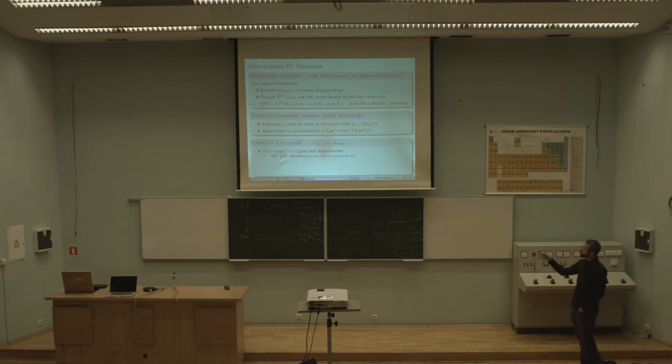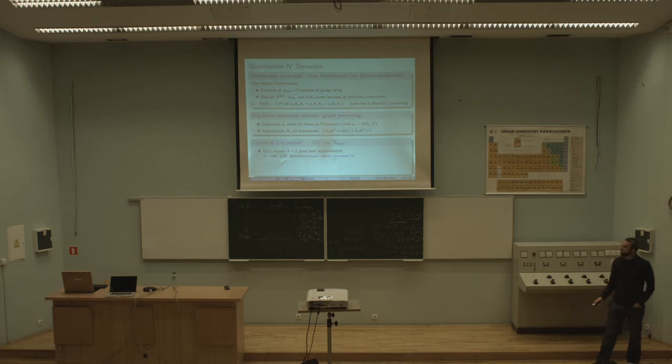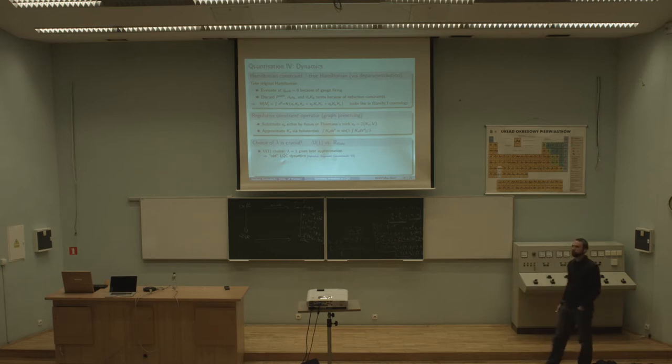And then if you follow through this derivation, you find that the dynamics you get are the so-called old loop quantum cosmology dynamics, which were defined in this paper, and they suffer from physical problems, so they do not lead to acceptable dynamics in accordance with observation.